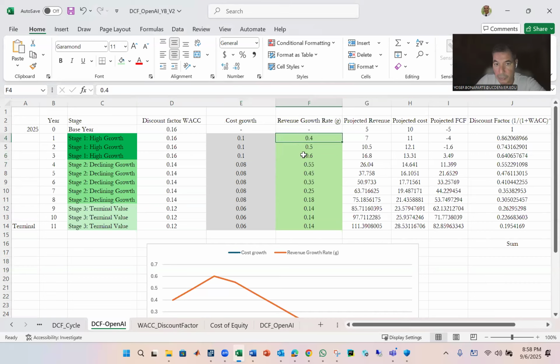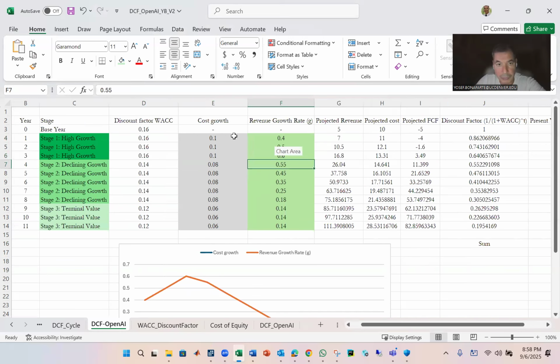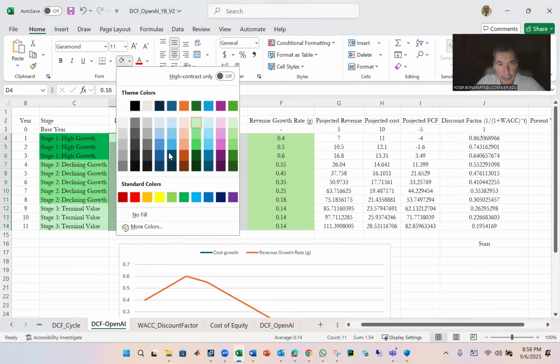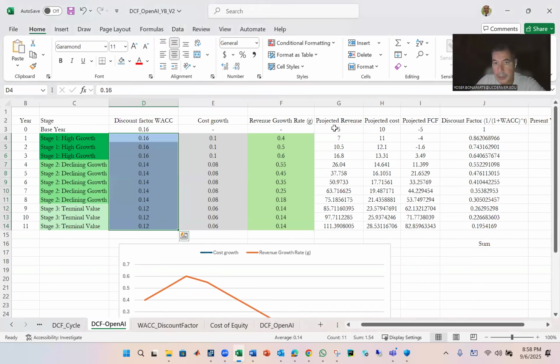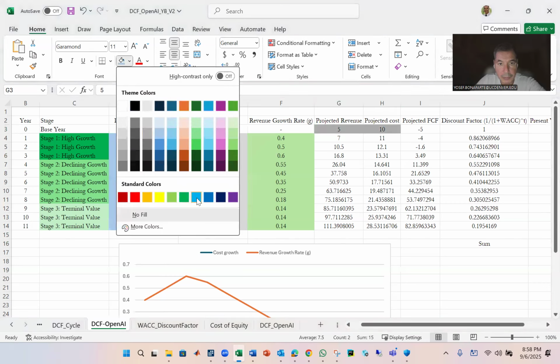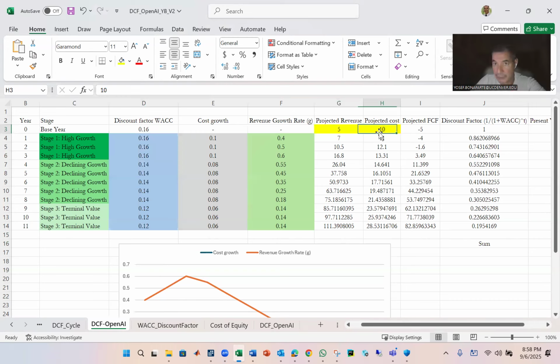Revenue growth, 0.4, 0.5, 0.6, 0.5, and this. So all of this, you have to assume. And this one, you have to also assume. This is the fact, so I'm going to make that yellow. So we know that real fact. They have a revenue of 5 billion, but they're losing, with a cost of 10. So as of now, OpenAI is losing 5 billion.